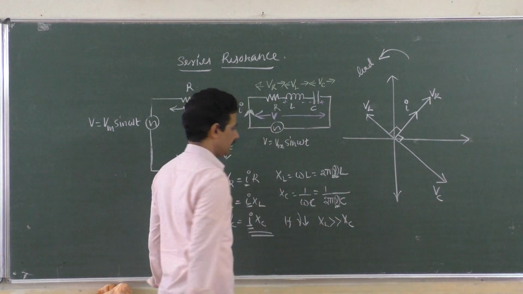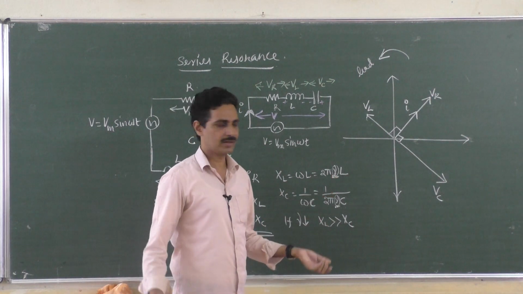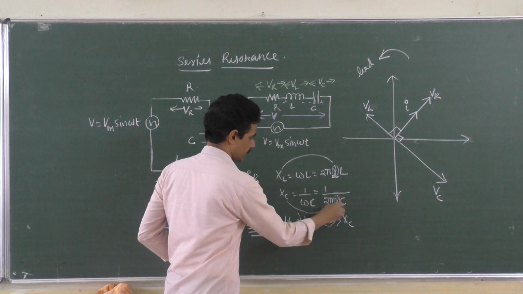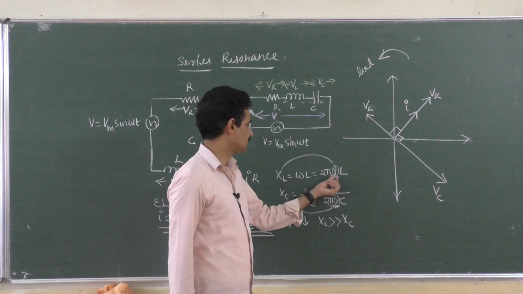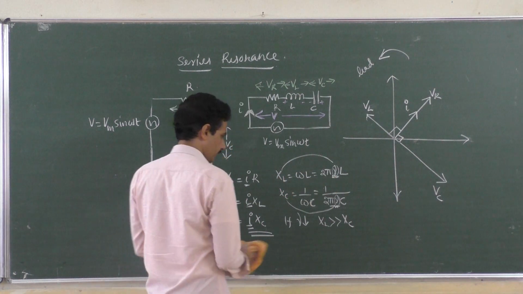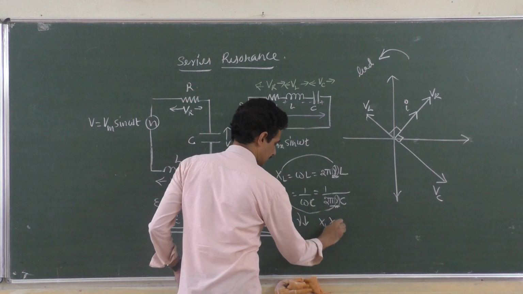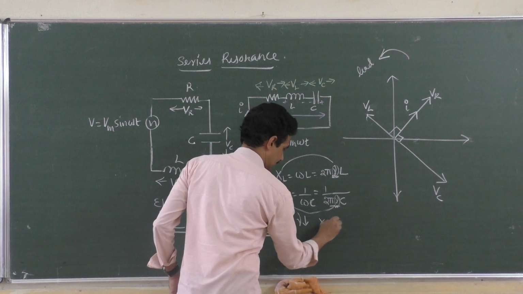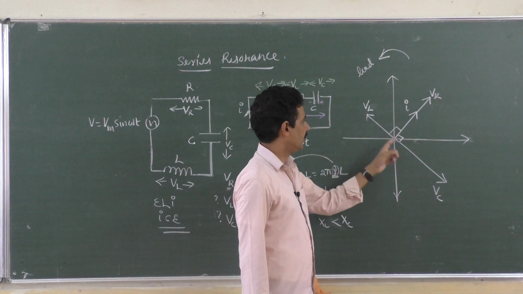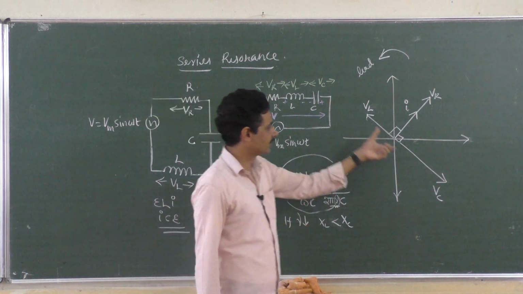XL is directly proportional to nu and XC is inversely proportional to nu. When nu is very low, suppose 2 hertz, 3 hertz, 4 hertz, for low frequencies, XL is lesser than XC. Now, XL is lesser than XC. Now if XL is lesser than XC, VL is lesser than VC, and this diagram holds good.